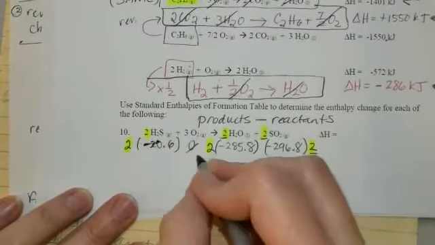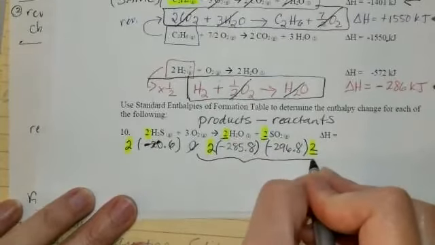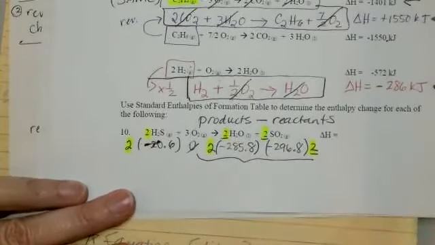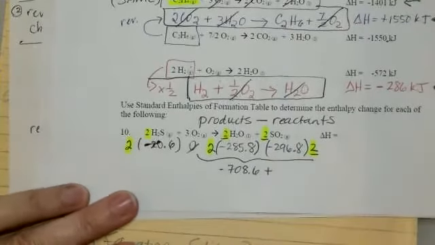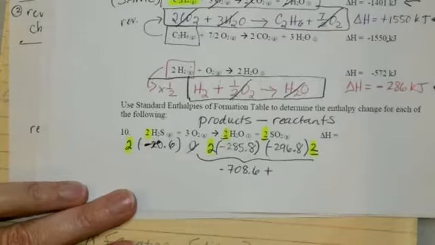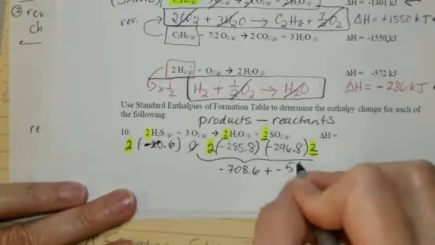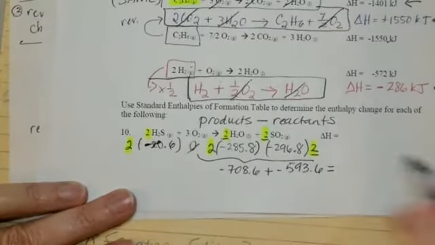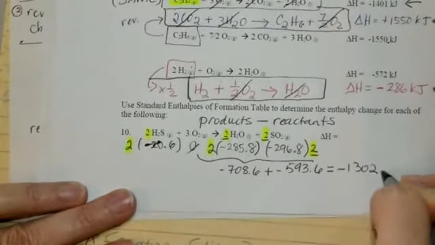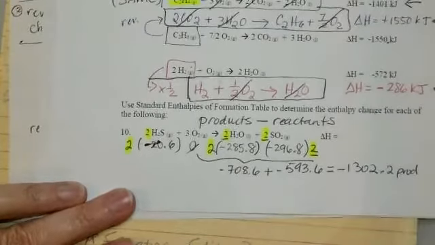So what you do is you look at your products first, do the sum. So I have the 285.8 per water released times 2 for 2 waters. So that's negative 708.6. And then I'm going to do the same thing for the SO2. It was 296.8 released times 2 SO2s. So that's a negative 593.6. So when I add that to the negative 708.6, I get a negative 1302.2 for the product side.